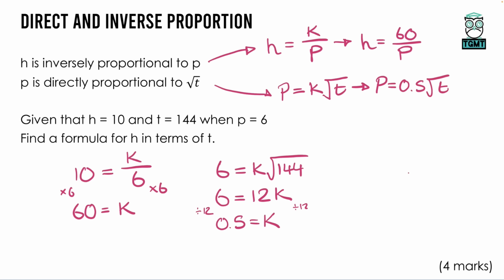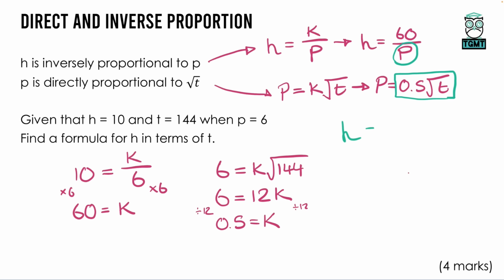Now this is where the difficult part comes in, because we now have a formula for h in terms of p, and we have a formula for p in terms of t, but it wants us to find a formula for h in terms of t. So we have the formula for h, but the p here we're going to need to replace with what we've just found p is equal to. p is equal to 0.5 root t. So spotting that is the difficult part, because putting it actually into the formula is relatively nice.